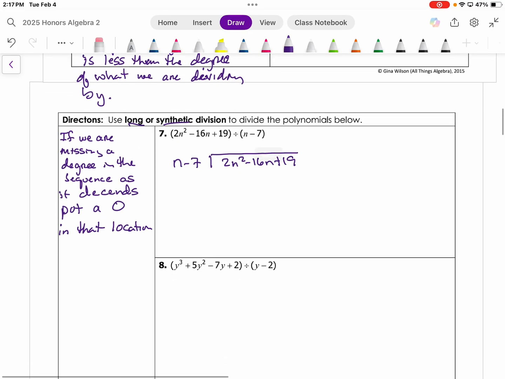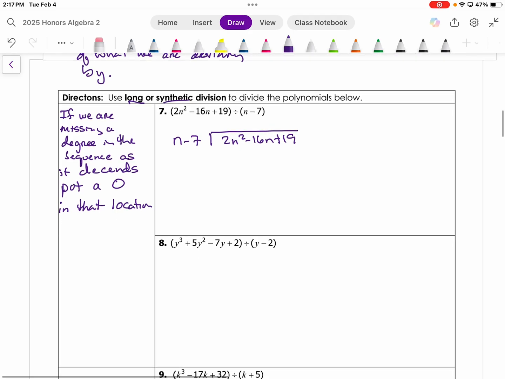I'll try to scroll that up so the little paper's not blocking some of y'all. All right, now, what do I multiply n by to make it a 2n squared? 2n. So 2n times n is 2n squared. I've got to remember to multiply it to the negative 7. 2n times negative 7 is negative 14n. My first terms are matching, so I'm ready to draw my line, put parentheses around it, and I subtract down.